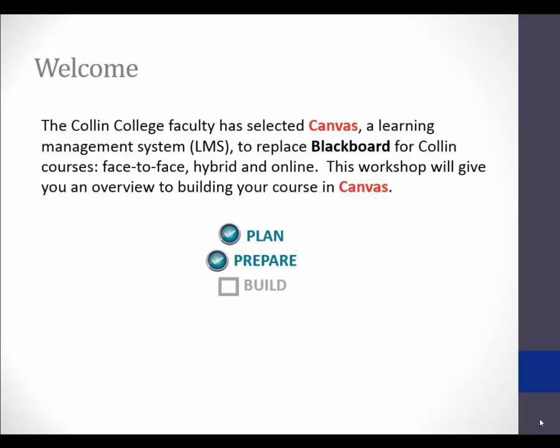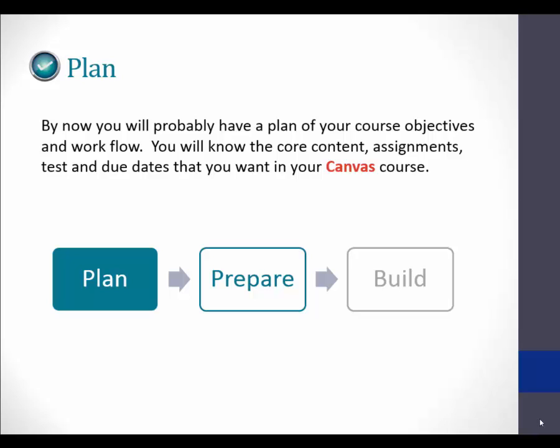In the ELC, we've looked at a lot of other universities who've made this transition from Blackboard to Canvas and have found that the process is basically plan your course, prepare your content, and then build your course in Canvas. So in the planning phase of this, you're going to put together your course objectives. You're going to figure out how these students are going to move through your course, navigate your course. You're going to know what your course content is, what assignments you want, what tests, what all the due dates are. All of that you need to plan ahead of time before you go in to build your course.